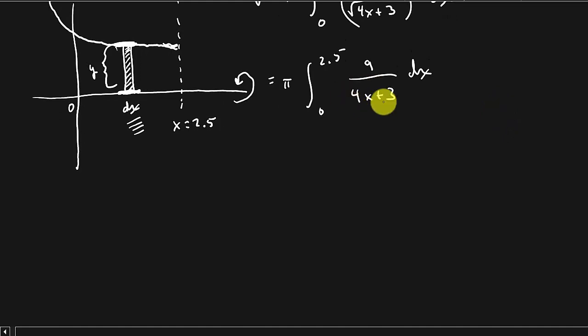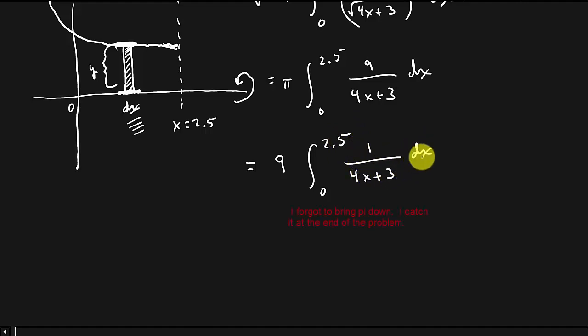So what's the derivative of 4x plus 3? The derivative of 4x plus 3 is 4, right? Well, we got a 9 up here, so that doesn't match. And I hope you remember what I told you in previous videos. If you're using U substitution, you take the derivative and the number doesn't match, go ahead and pull that number out. That's what I like to do. And so we've got 9 times the integral of 1 over 4x plus 3 dx.